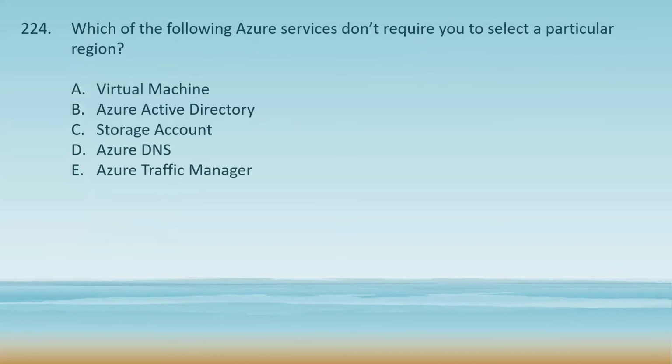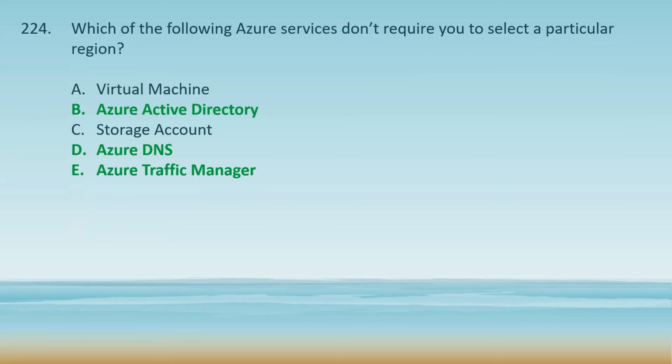Question number 224 of the series. Which of the following Azure services don't require you to select a particular region? Your options are virtual machine, Azure Active Directory, storage account, Azure DNS, Azure Traffic Manager. So the question is talking about, in other words, you need to tell which of the Azure services are global in nature. That means when you create those services, you don't need to specify any region. And the services that are global in nature are Azure Active Directory, Azure DNS, and Azure Traffic Manager.